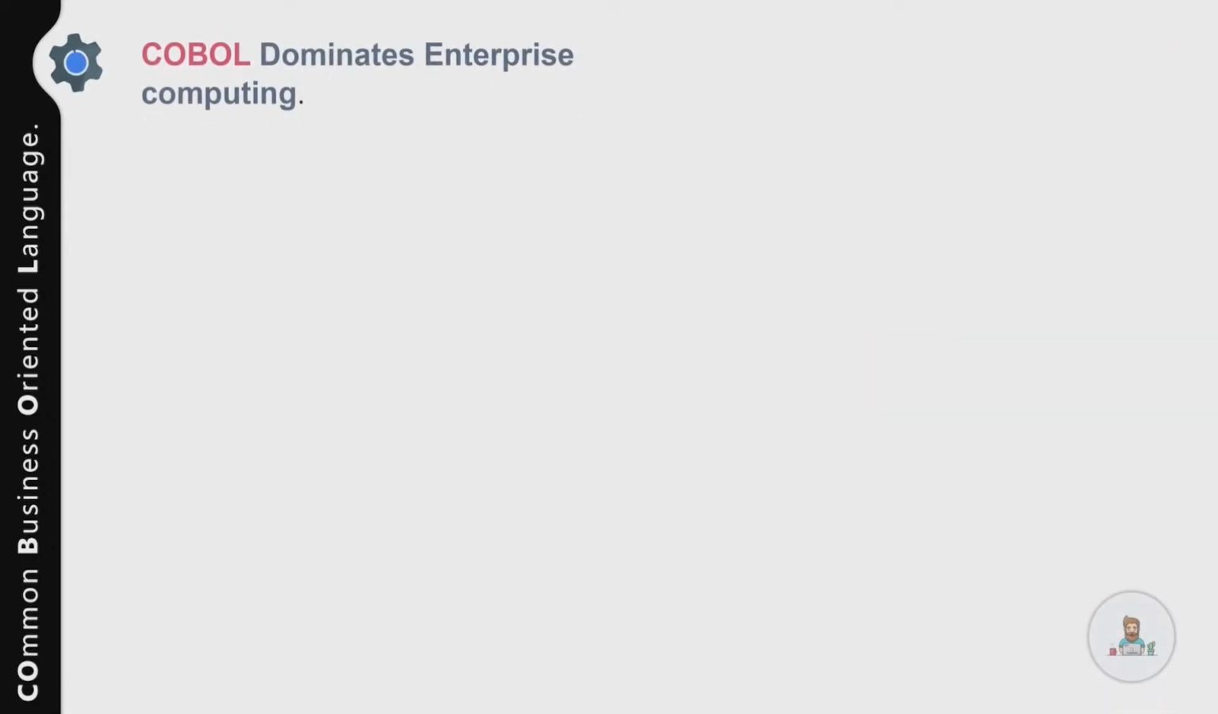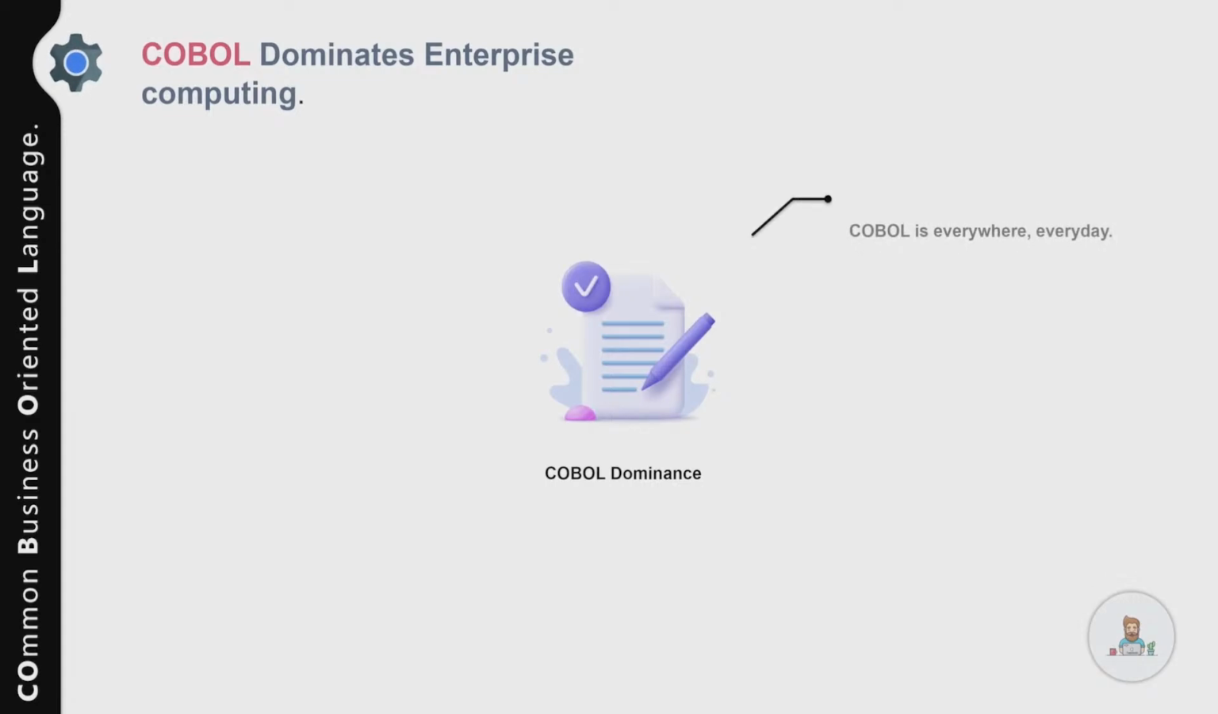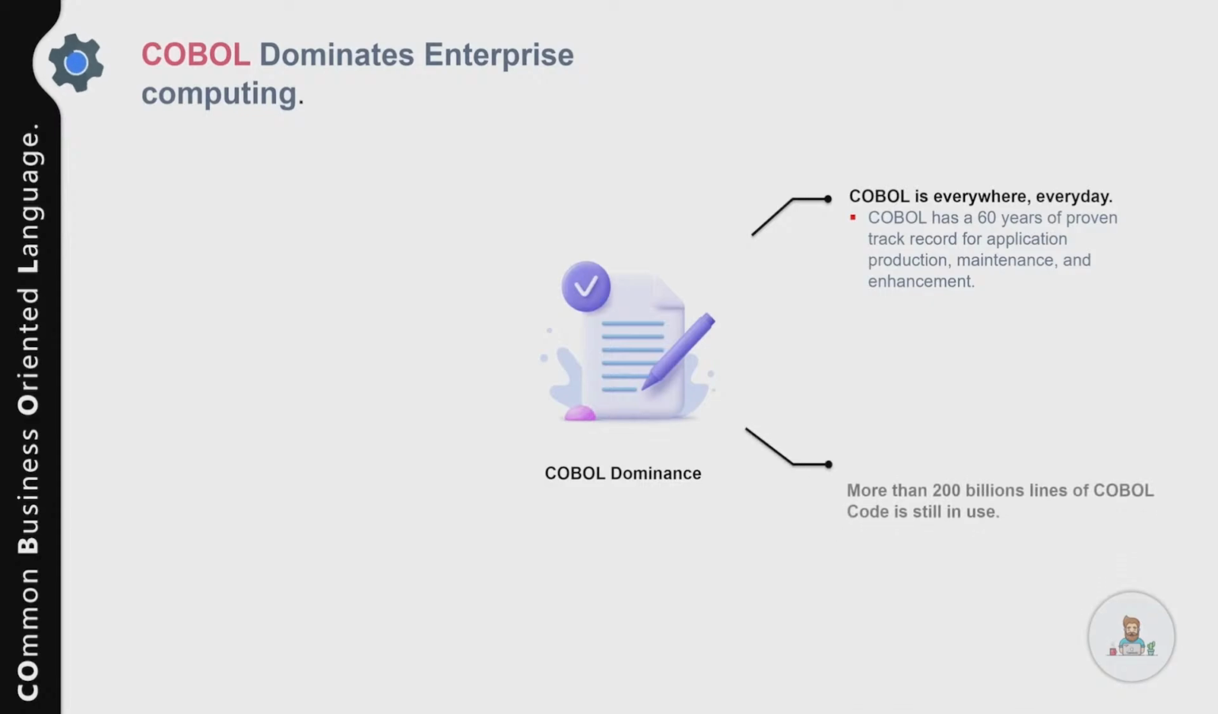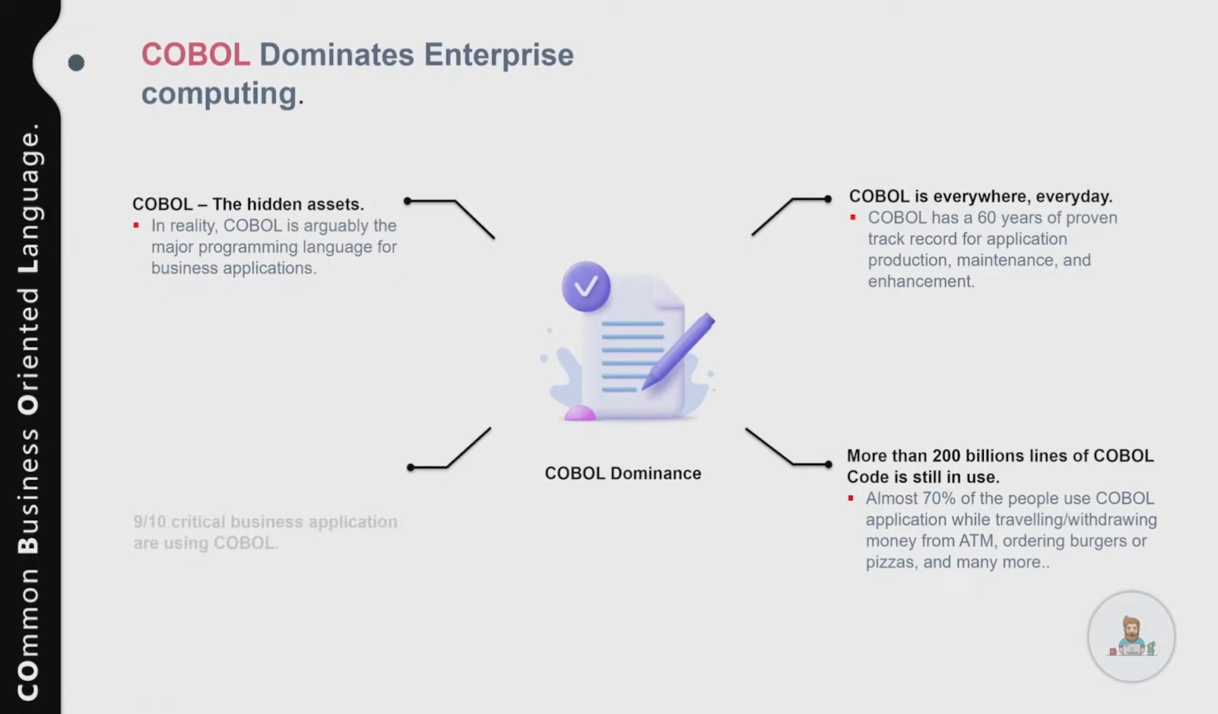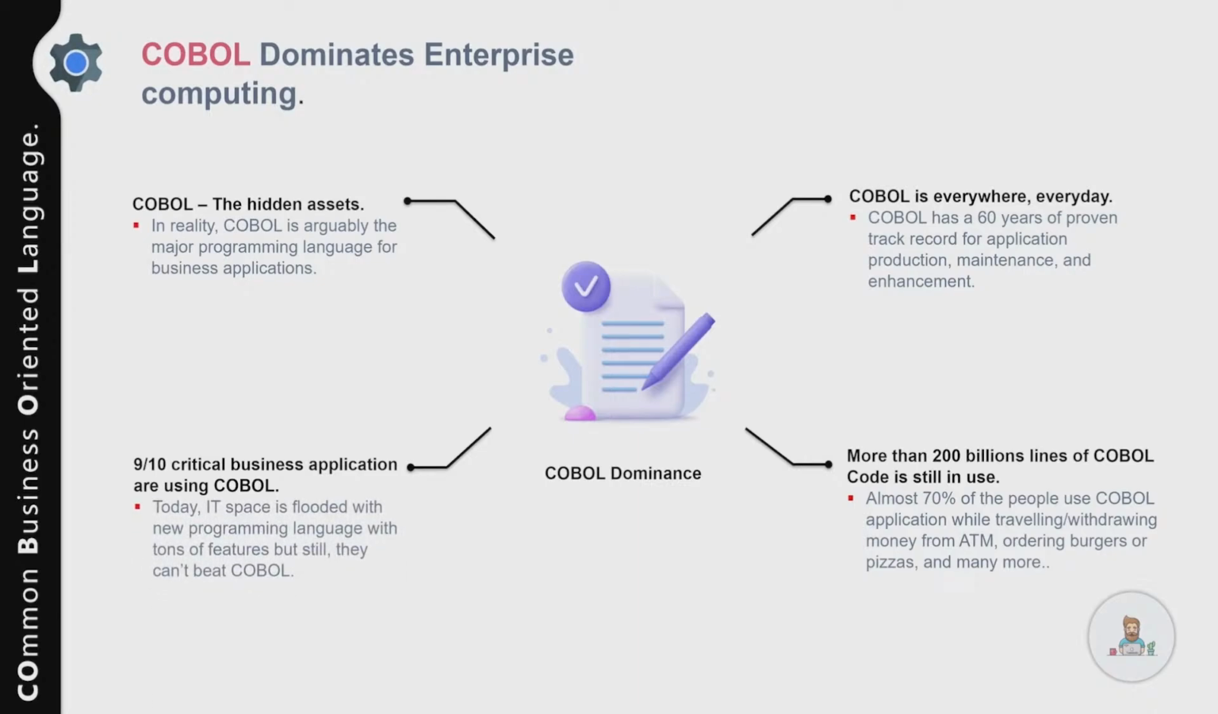Now let's try to understand why COBOL still dominates the enterprise computing space. As you know, COBOL is extensively used for business-oriented applications, and it is one of the oldest programming languages which is still in use. COBOL has 60 years of proven track record for application production, maintenance, and enhancement. Almost 70% of people use COBOL applications while traveling, withdrawing money from an ATM, ordering burgers or pizzas, or visiting a doctor, and many more. In reality, COBOL is the major programming language for business applications.